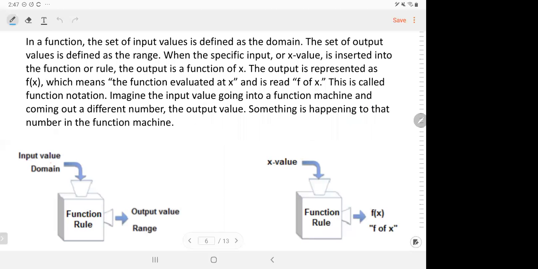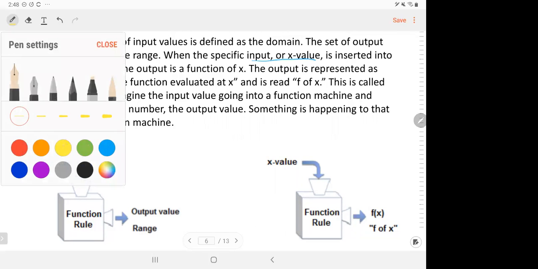In a function, the set of input values is defined as the domain. The set of output values is defined as the range. When the specific input or x value is inserted into the function or rule, the output is a function of x. The output is represented as f of x.